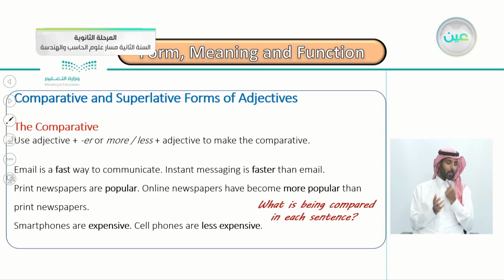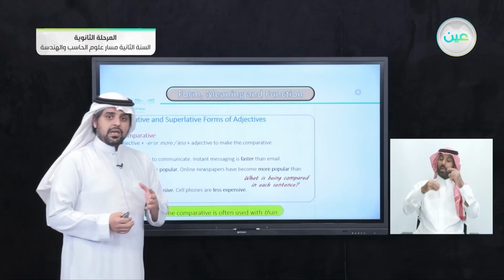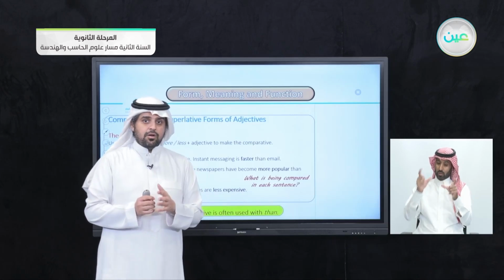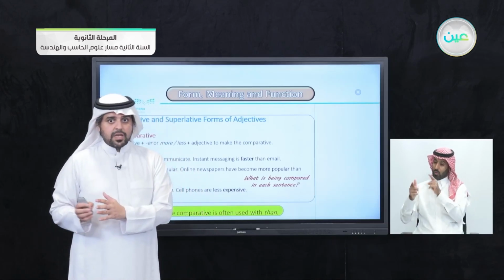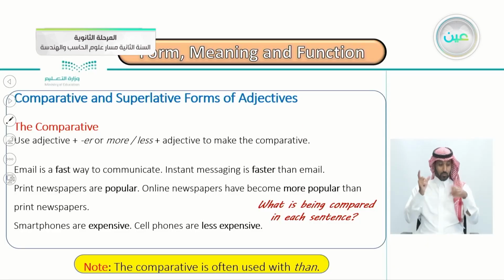So what is being compared in each sentence? As we said, the first one is the email and the instant messaging. The second one is the print versus the online newspaper. The third one, smartphones and cell phones. Note here, the comparative is often used with than. You say instant messaging is faster than email. Online newspaper is more popular than printed newspaper, and so on. So use the word than.